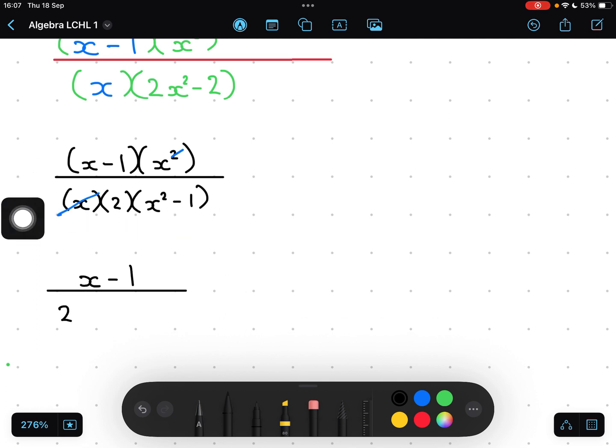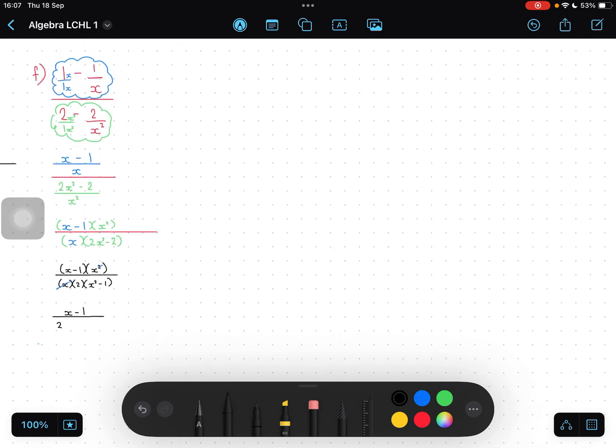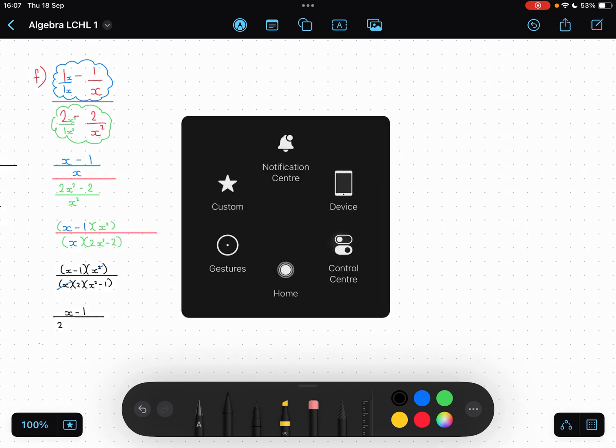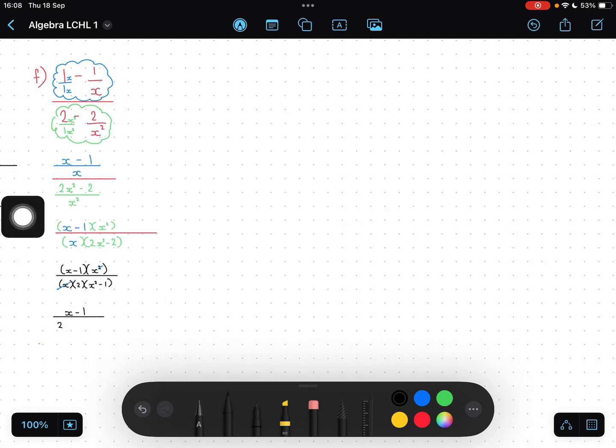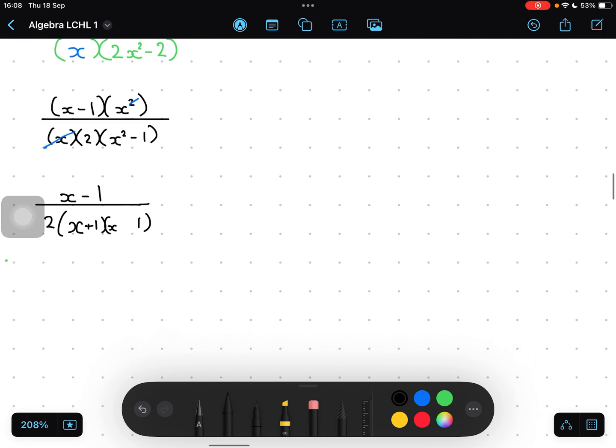Is that bracket fully factorised there? No, it can be factorised further. It's a difference of two squares. The first thing, I was going to try and zoom out, but it's actually too difficult to write on this. So I have my root of the first term, first in both brackets, root of the second term, second in both brackets, put a plus in one bracket and a minus in the other.